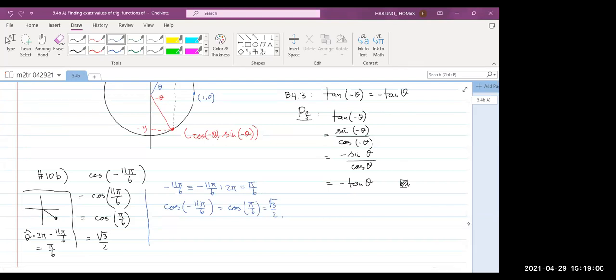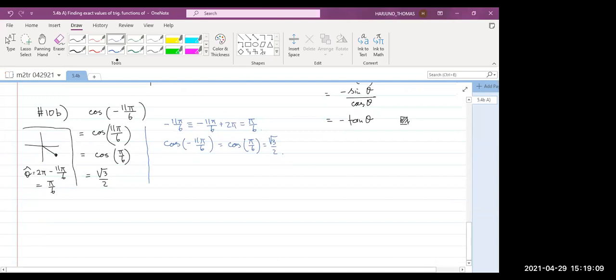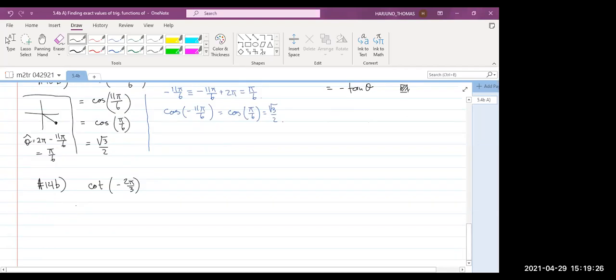How about if we do number 14b? Cotangent of negative 2 pi over 3. This is equal to, let me do the reciprocal first. Can I just attack that right away from cotangent, Thomas? You can, but I make it into tangent because I feel more comfortable with tangent than cotangent. And tangent negative is negative tangent.